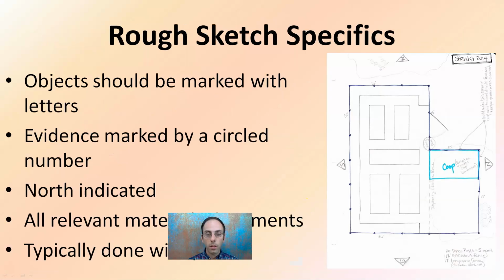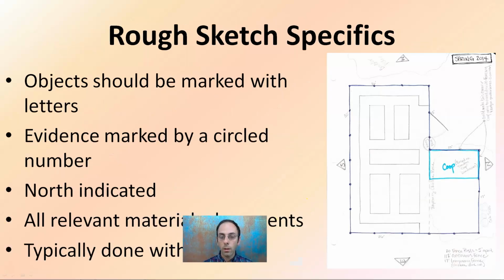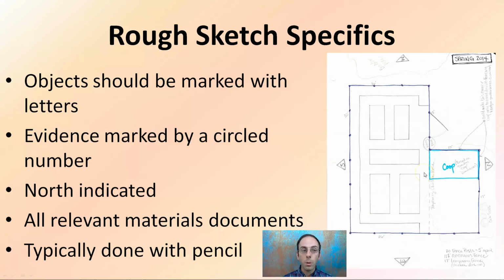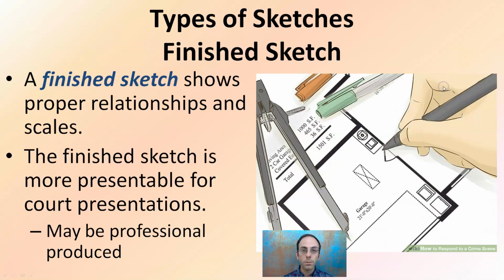Rough sketch specifics: we can see some more of the specifics indicated here. Objects should be marked with letters. Evidence is marked by a circled number, and those should correspond with the photographs you've also taken. North is also indicated. In this case, we have south, east, north, and west indicated, but typically you just need to indicate north. Most relevant materials are documented, typically done with pencil. You can see which way the doors are opening here, and we also have the date marked as well.